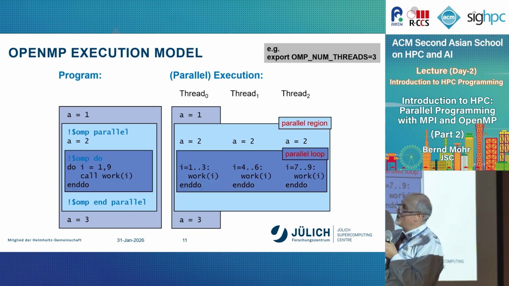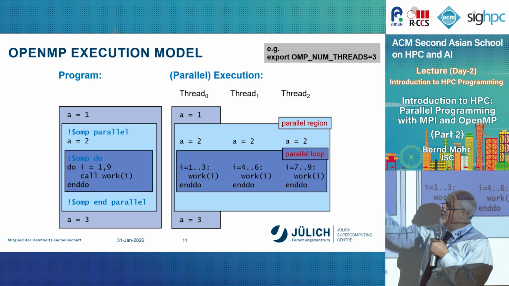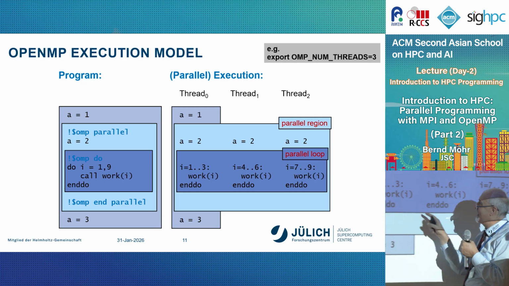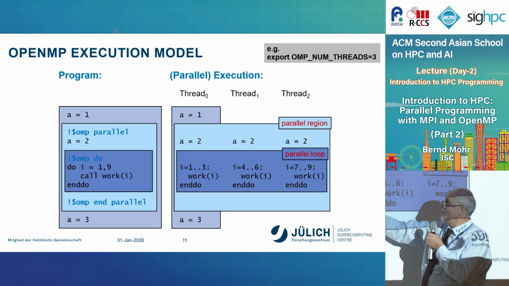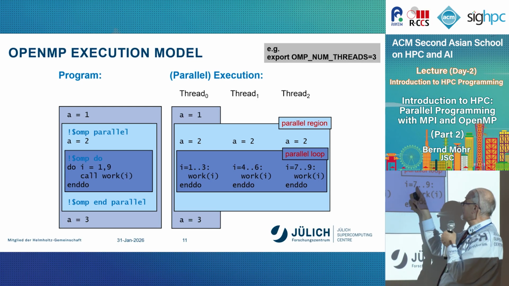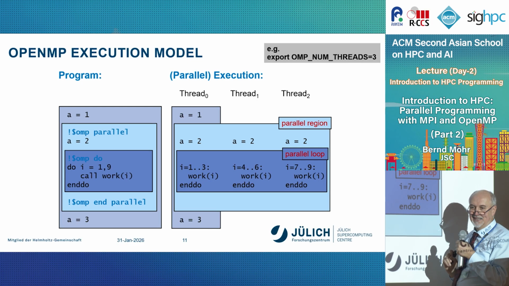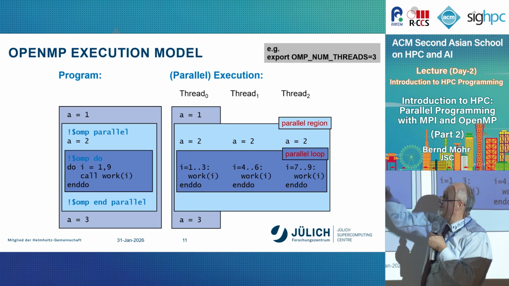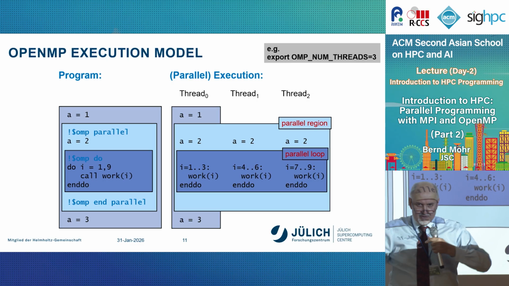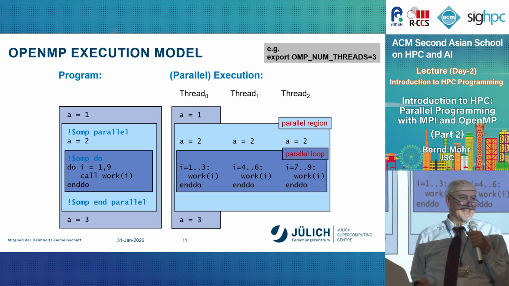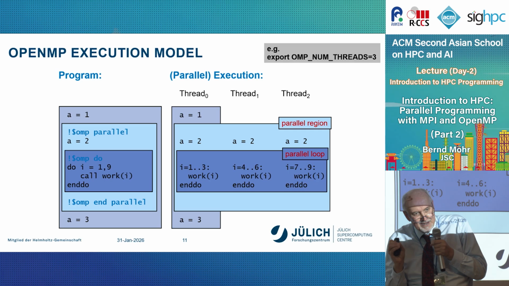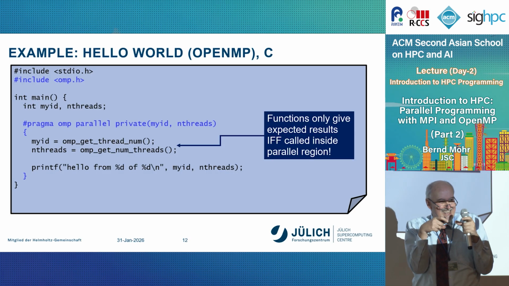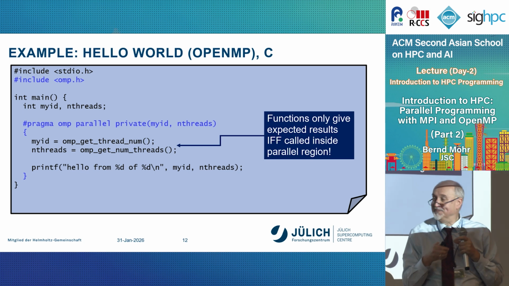But if I say, oh, please make this loop parallel, you have to add another comment here. Then it says, okay, this one is going from 1 to 3, the next one 4 to 6, and the last one 7 to 9. So by changing that, you basically say, here I want parallel, and I want this loop split up, and you're done. It's much, much simpler than MPI. But it only works in one node.